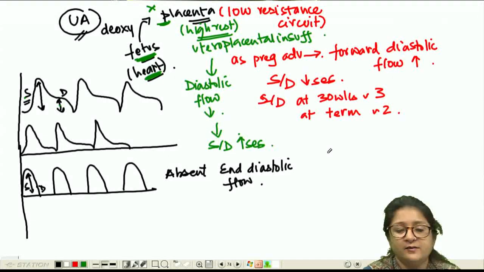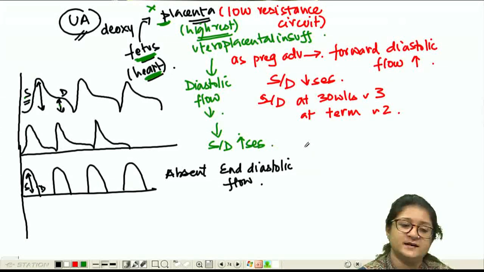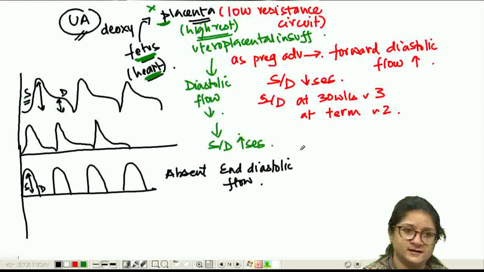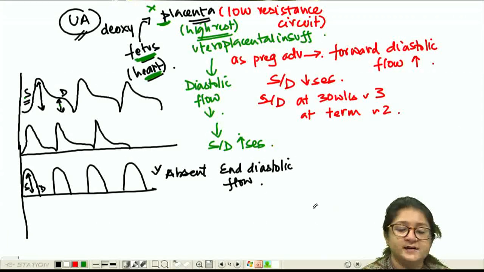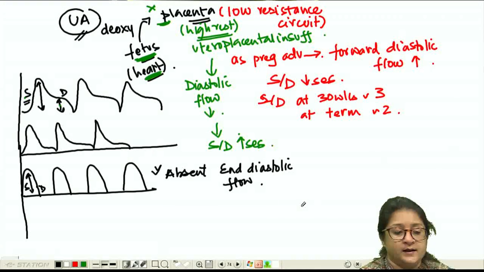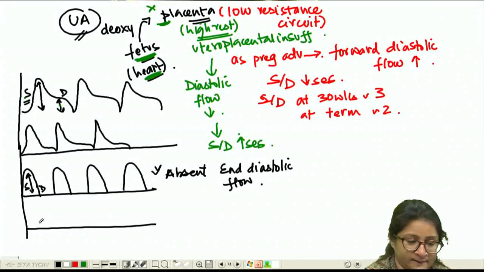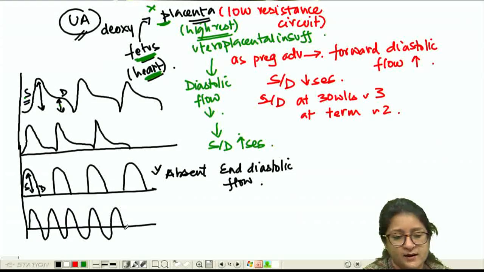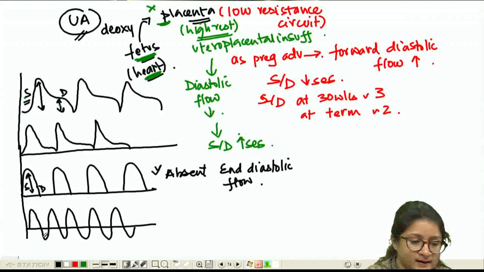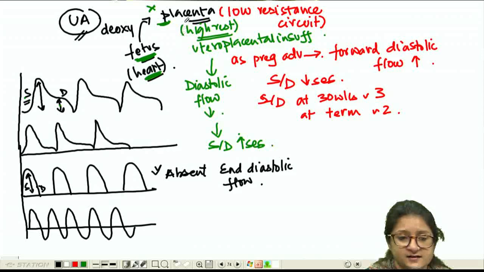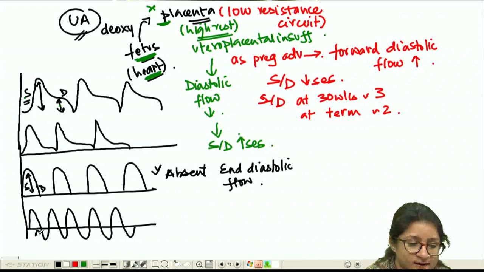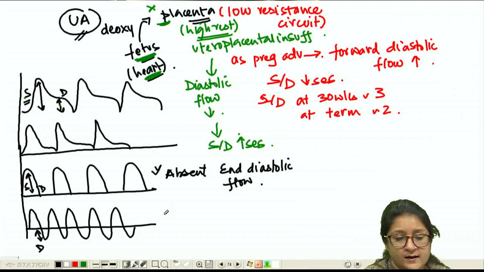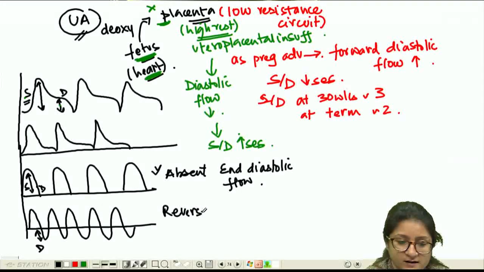So ultimately, when the majority of the uteroplacental circulation is compromised, that is what happens when absent end diastolic flow is reversed. There is so much damage to the uteroplacental circulation that the resistance is so high that there is actually reversed diastolic flow. This is called reversed end diastolic flow.